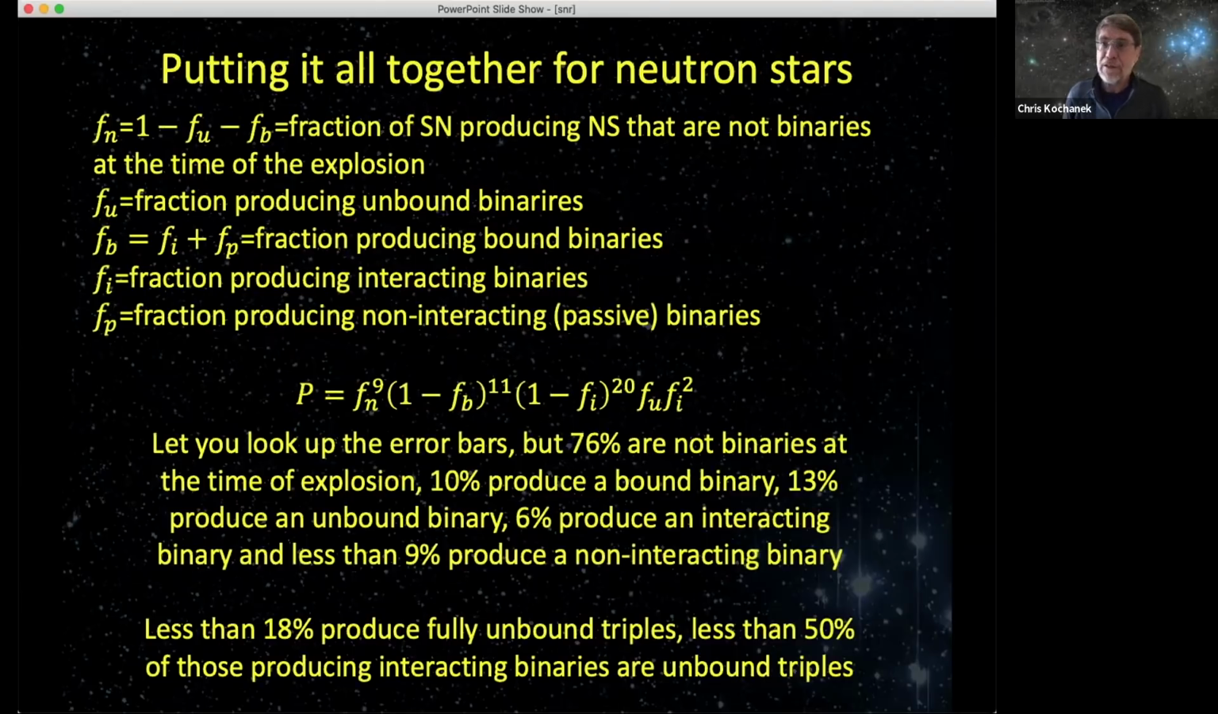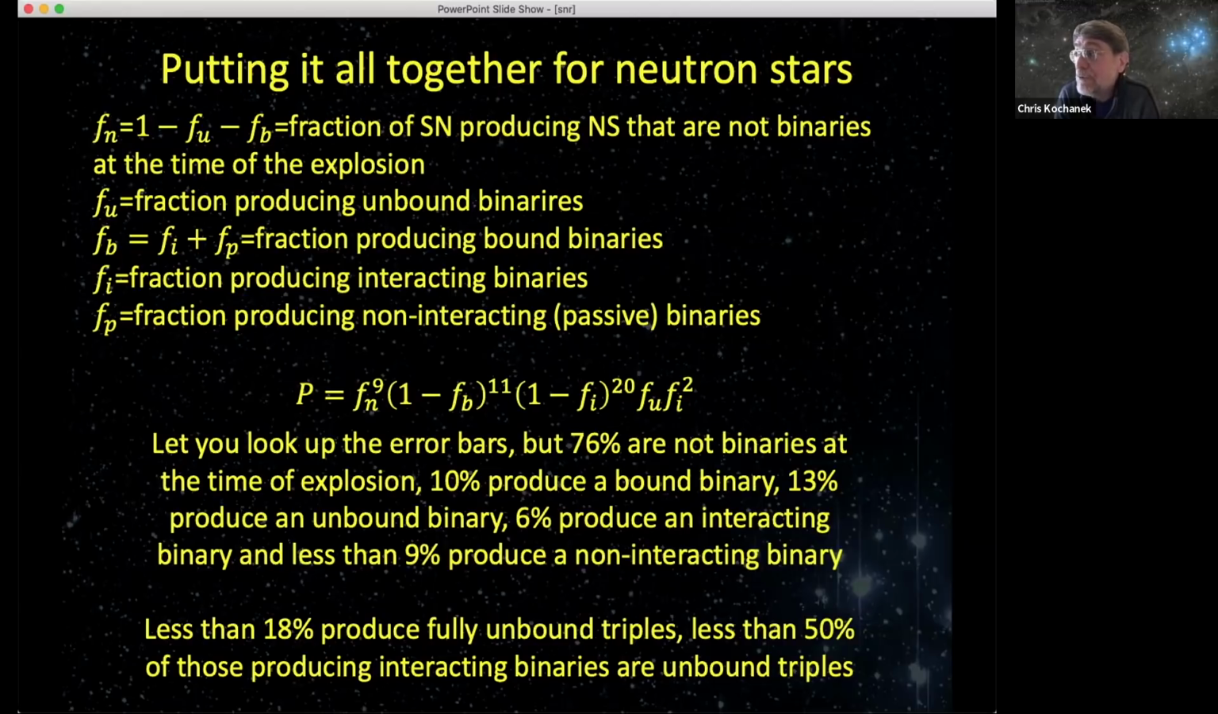Then you can have fun with the multinomial theorem, multinomial probabilities. So you get to combine all of these different numbers. So you have the fraction of supernova. This is limited to neutron stars. We're going to throw out SS433 because we can't do this for black holes, because the only ones where we can identify the compact object is if it's a neutron star. So you have the fraction of supernova producing neutron stars that are not binaries when the thing explodes.